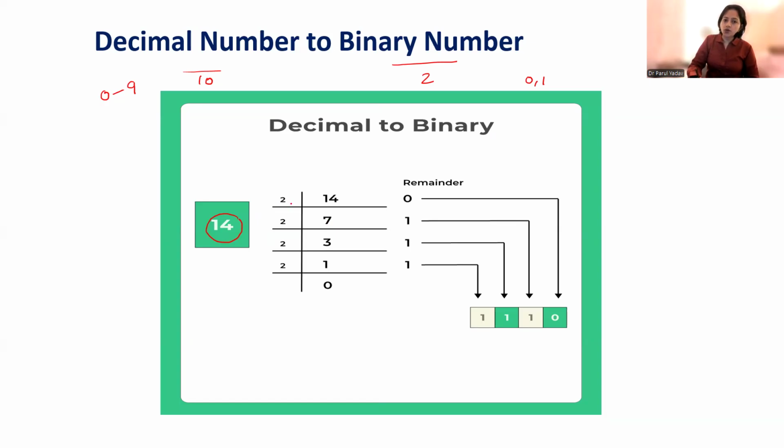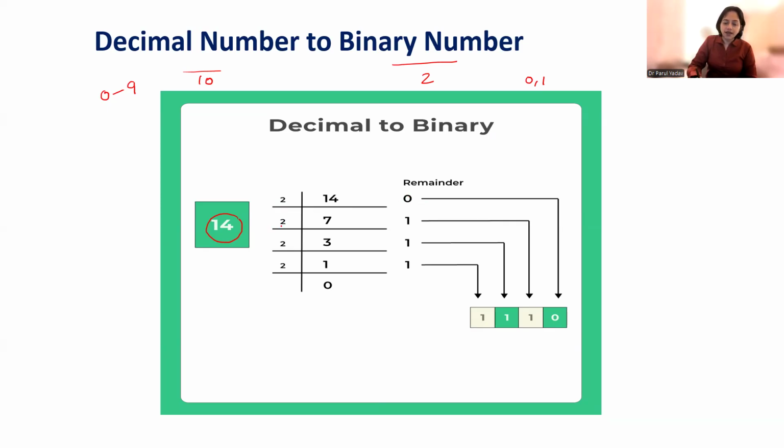And 2 can evenly divide 14, so there will be no remainder. So you will write here 0. If we divide any number by 2, you will get only two kinds of remainders, 0 and 1. We will use these remainders to define the binary number. So dividing 14 by 2, it is divided 7 times, and the remainder is 0.